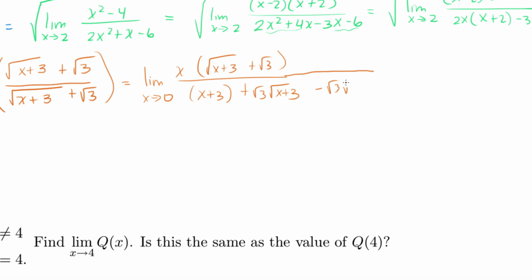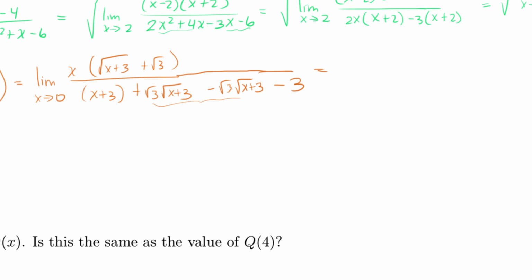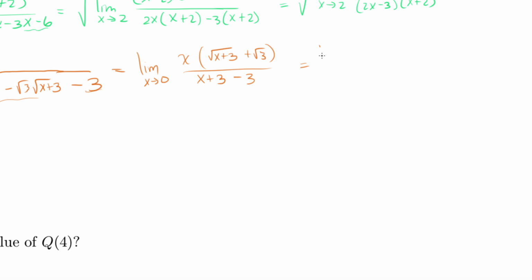Minus square root of 3 square root of x plus 3. And then minus square root of 3 times square root of 3 is 3. Notice that these two terms equal 0 when added together. You're left with the limit when x approaches 0 of x times radical x plus 3 plus radical 3 over x plus 3, which is this term, and then minus 3, which is this one. Notice what happens. 3 minus 3 is 0, so you're left with x over x, and that's what we want because we want to get rid of the term that's giving me 0 over 0, and in this case is x.